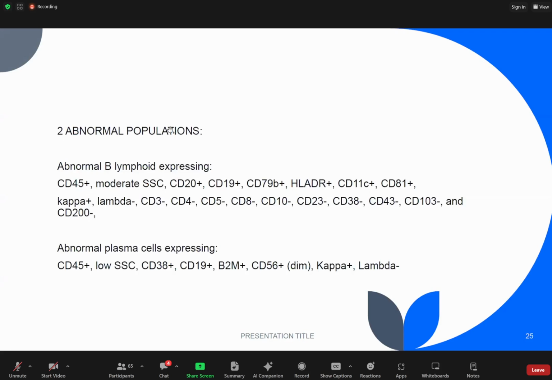So in conclusion, from the IPT, we got two abnormal populations, the abnormal B lymphoid cells and also the abnormal plasma cells, both expressing kappa light chain restriction.